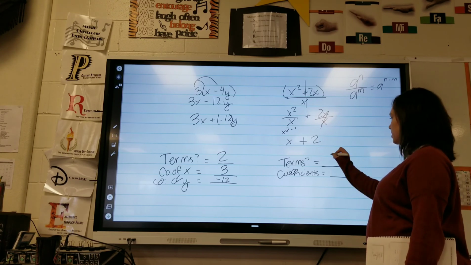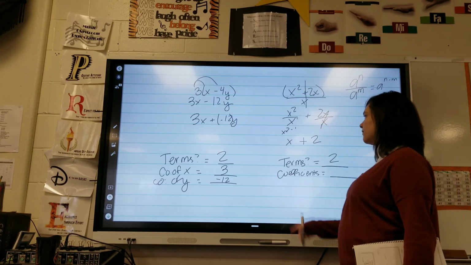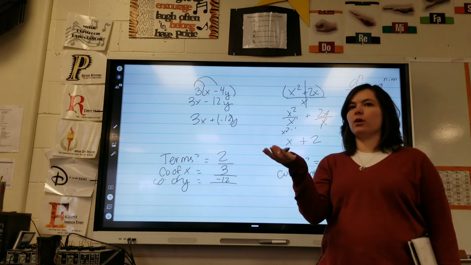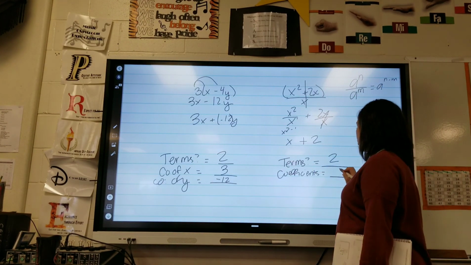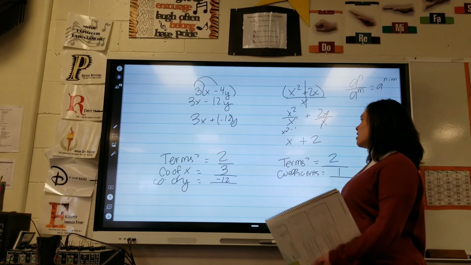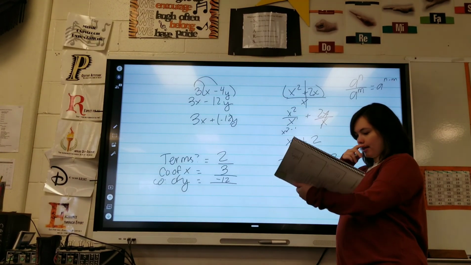How many terms? 2. Only one coefficient, and you're probably thinking, well, there isn't one. There actually is. Remember that even if x stands alone, it's always multiplied by 1. So 1 is the coefficient of x.